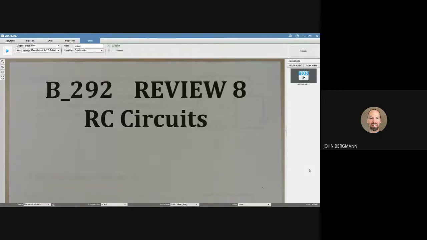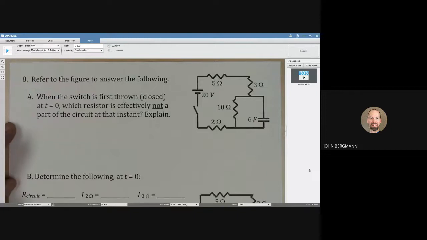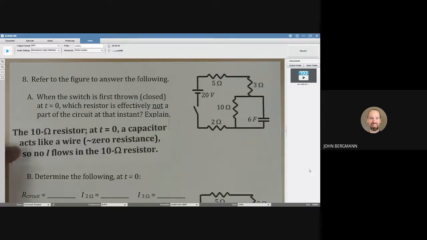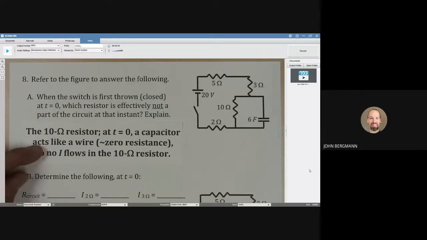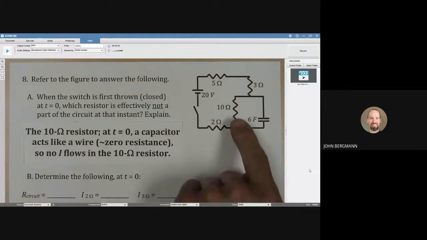Review video number 8, RC circuits. Refer to the figure to answer the following. When the switch is first thrown or closed at t equals 0, which resistor is effectively not a part of the circuit at that instant? And that is going to be the 10 ohm resistor, which is this one right here that I'm pointing at.